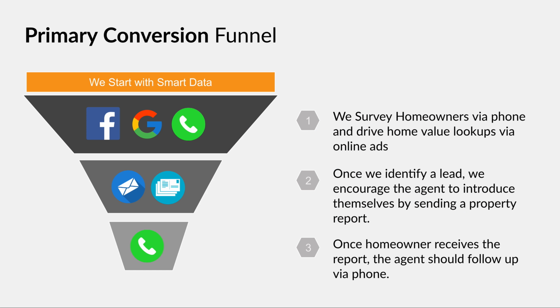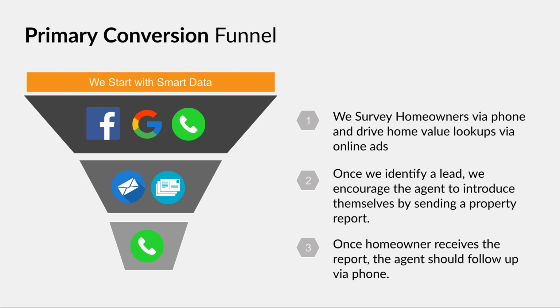So what does this funnel look like? Well, at the top of the funnel, we're really investing a lot in online advertising, targeting homeowners, as well as our phone surveys. Once they get into the middle of the funnel, this is where we identify them as a lead, and we encourage you to then step in and do the first impression, which is really about sending a property report that includes a digitally handwritten letter, so that's the value add that you bring to the homeowner that you can do a follow-up phone call with. And so this is really what we call the primary conversion funnel.